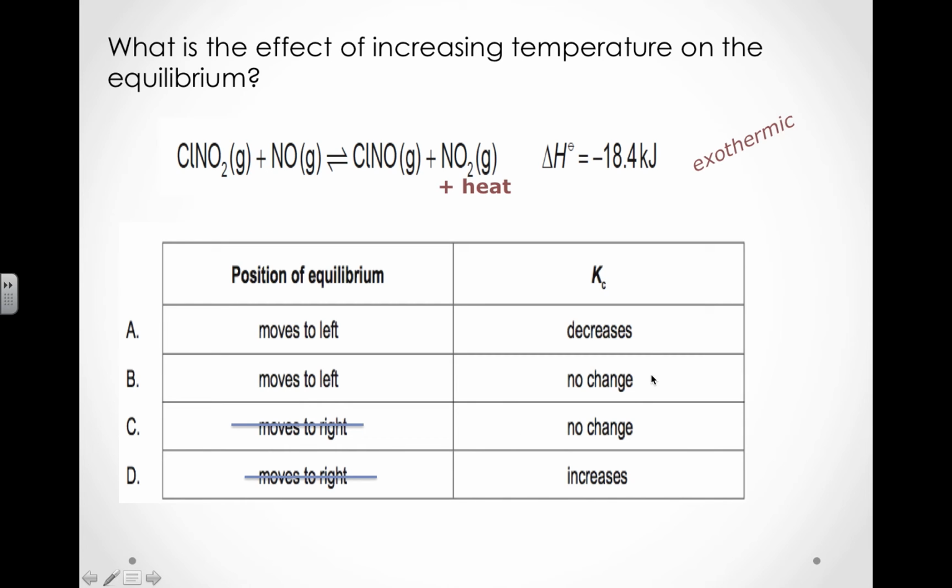Now I've got to think about the second part of this, the Kc. Well, if I'm making my denominator larger as I'm shifting this more and more to the left, Kc will decrease. So A is the correct answer. Well, let's try a slightly different version.